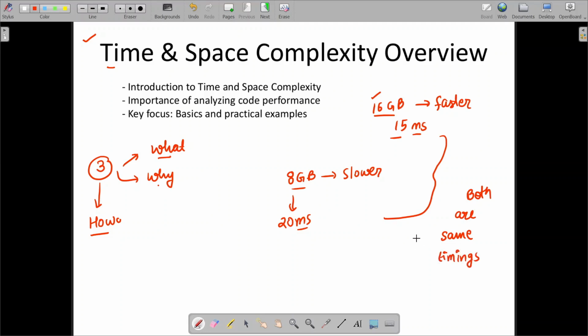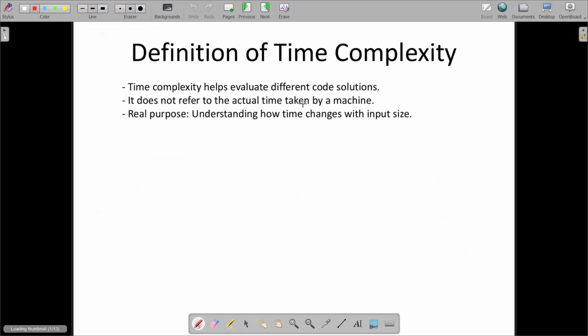So how would we judge it? People have made a standardization for how you can judge what time an algorithm takes. They gave the idea of time complexity. We'll start with time complexity and then jump to space complexity. It does not refer to the actual time taken by a machine, as I already told you. The real purpose is how time changes with input size.